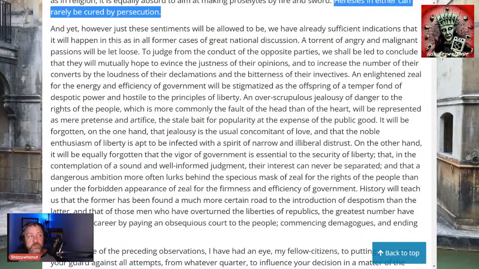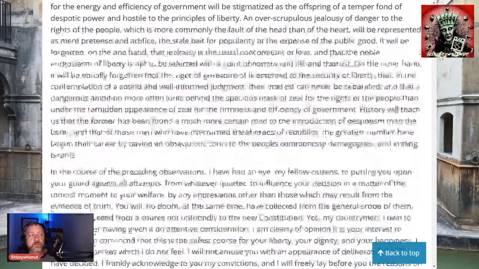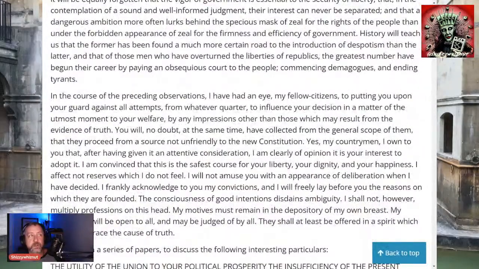History will teach us that the former has been found a much more certain road to the introduction of despotism than the latter, and that those men who have overturned the liberties of republics, the greatest number have begun their career by paying an obsequious court to the people, commencing demagogues and ending tyrants.